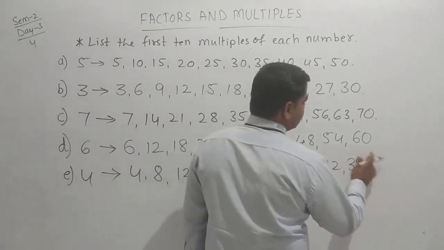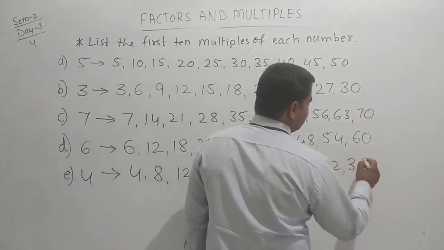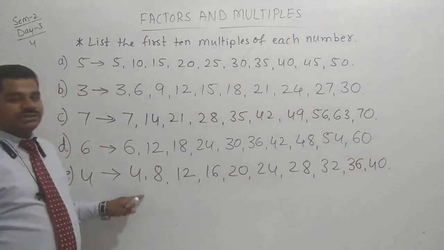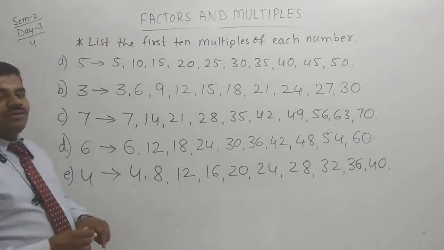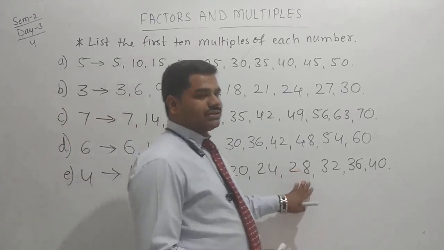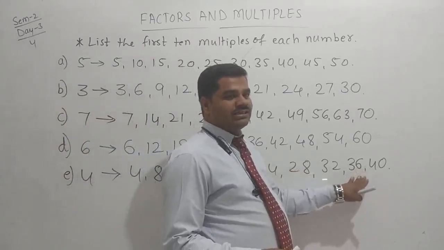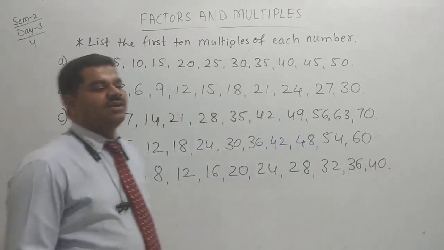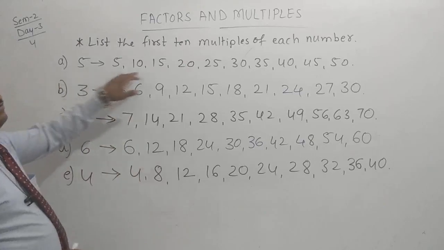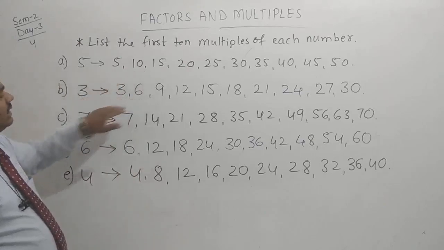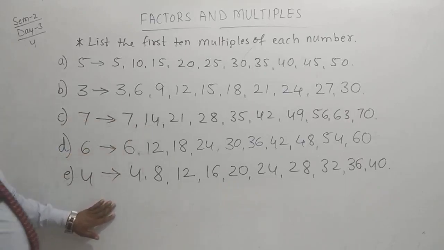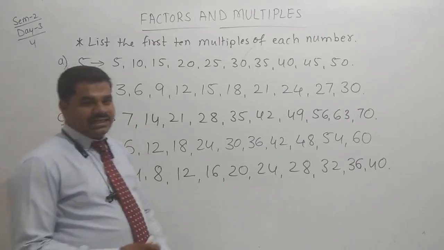9s are 36. 4 10s are 40. 4 ones are 4, 4 2s are 8, 4 3s are 12, 4 4s are 16, 4 5s are 20, 4 6s are 24, 4 7s are 28, 4 8s are 32, 4 9s are 36, 4 10s are 40. These are the first 10 multiples of 4. Clear? Is there any doubt?